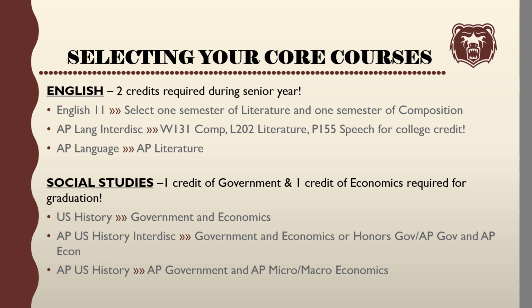Before I show you how to navigate the LC scheduling site, let's briefly review how to determine what core classes to sign up for next year. For English, if you are currently in a regular level English 11 course, you should select one semester of a literature course and one semester of a composition course. There is no regular English 12 course for next year, but we are offering a variety of literature and composition courses. If you're doing well in English 11 or in AP Lang Interdis and have at least a 2.7 GPA, you should consider taking the IU dual credit English courses W131 and L202.